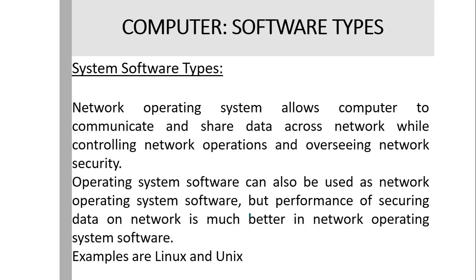Next category is network operating systems that allow computers to communicate and share data across network while controlling network operations and overseeing network security. It's a special set of operating system or operating softwares that controls the network flow, right? Operating system softwares can be used as network operating system software, but performance of securing data on the network is much better in network operating system softwares. Examples are Linux and Unix.